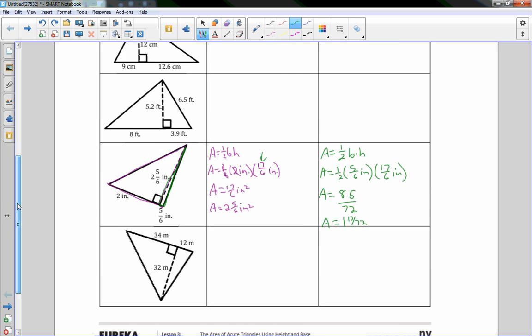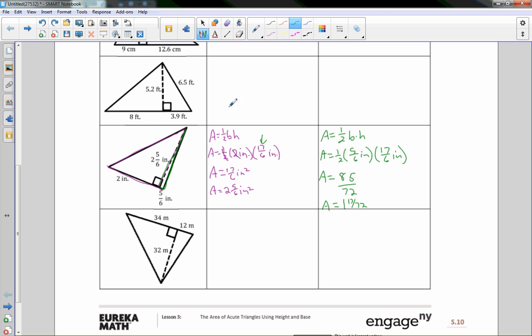All right, they use really unfriendly numbers here. So in order for us to find the total area with these two values, I need to add the area of the purple plus the area of the green. So the area total equals 2 5/6 inches plus 1 13/72 inches.